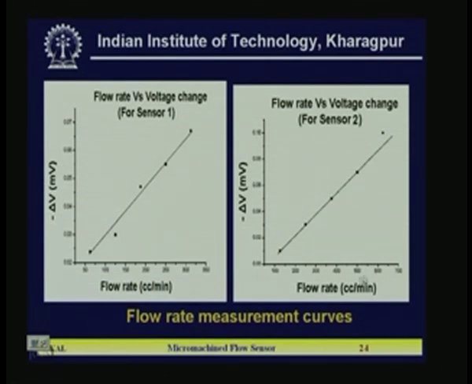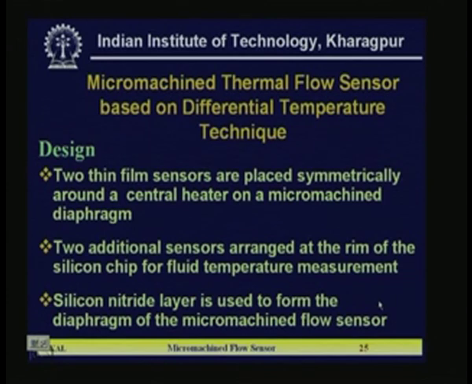Now, the flow rate versus the change of voltage may be the calibration curve, and later on you can use a similar curve, and directly from the delta V change you can estimate the flow from the calibration curve. This is the anemometer principle.